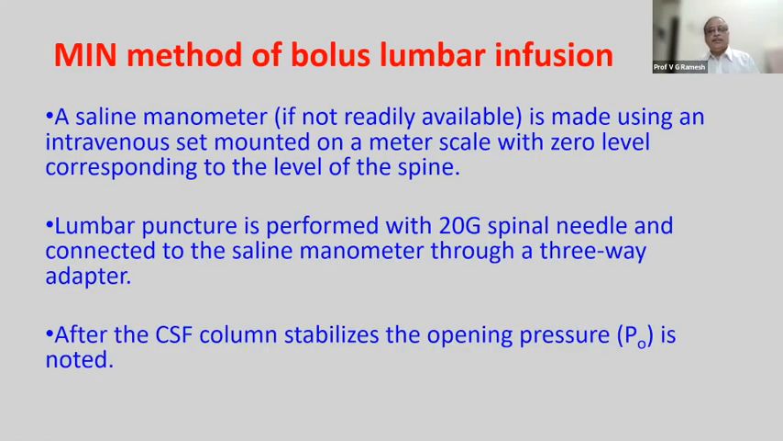A saline manometer is made up by setting, as I told you, if it is not readily available, you can use an intravenous set mounted on a meter scale with a zero level corresponding to the level of the spine. Make a lumbar puncture with a 20-gauge spinal needle and connect to the saline manometer through a three-way adapter. The CSF column will stabilize at a particular level, and it is taken as the opening pressure.